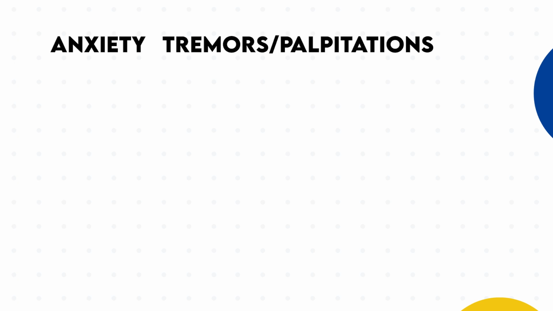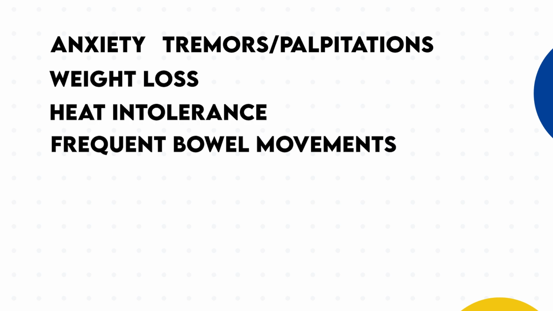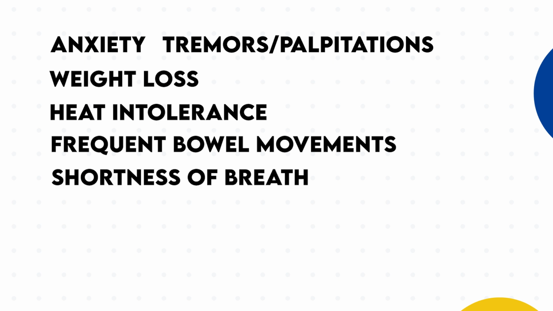Let's now switch gears and discuss the opposite scenario, which is where we have increased thyroid hormone levels, also known as hyperthyroidism. How does hyperthyroidism present? Well, here we can have a lot of different symptoms, just as we saw with hypothyroidism, but oftentimes the symptoms are going to be opposite here because the body's metabolism is going to be increased instead of decreased. Symptoms include anxiety, which we'll lump together with tremors and palpitations or an increased heart rate, weight loss despite a normal or increased appetite, heat intolerance, increased frequency of bowel movements, as well as shortness of breath.